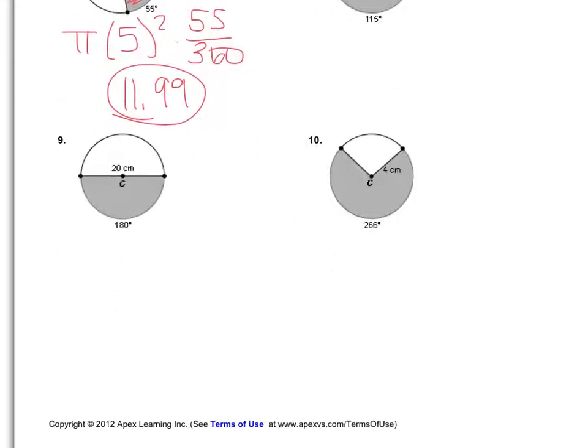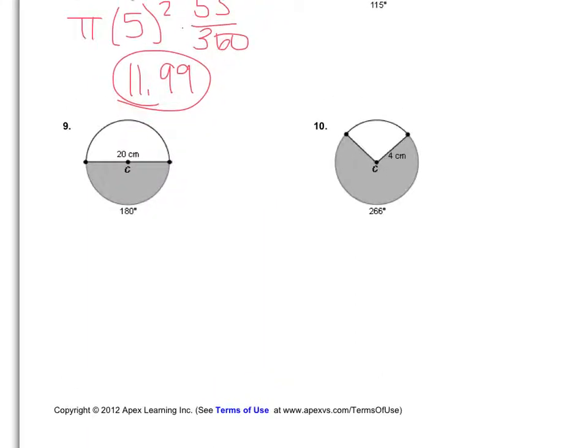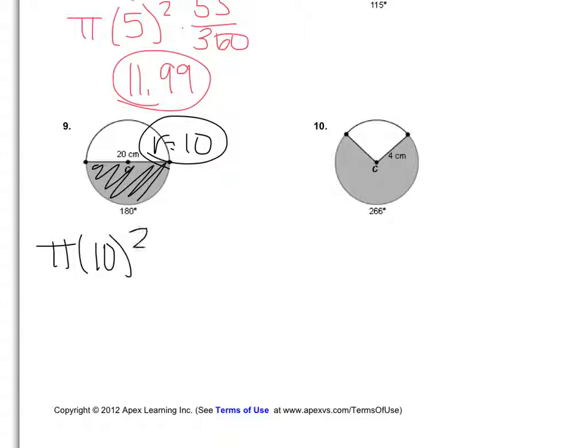And number 9, it's asking me for the area of this piece. So my radius is 10 because it gave me my diameter. So I'm going to do pi times 10 squared times the degree, which is 180 divided by 360. So when I type that in the calculator, it's going to give me an area of 157.08.